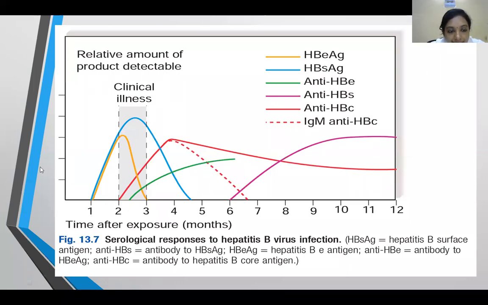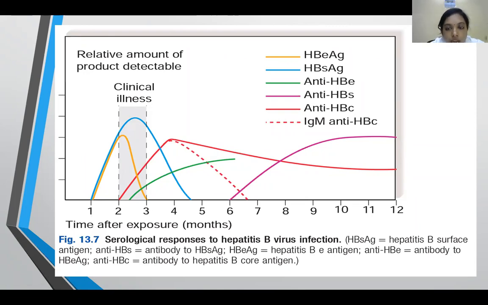Whereas the HBs antigen and HBV DNA usually persist in the serum for the duration of clinical symptoms. Here the patient presents with fatigue, jaundice, and all clinical symptoms, and this is cleared with recovery. When the symptoms decrease, then the HBV DNA and the HBs antigen are cleared. Now what happens next? Antibody to HBc. As I have told you, HBc antigen is not detected in the serum. Antibody to HBc antigen appears shortly before onset of the illness. Initially IgM appears, then it declines, then IgG appears.